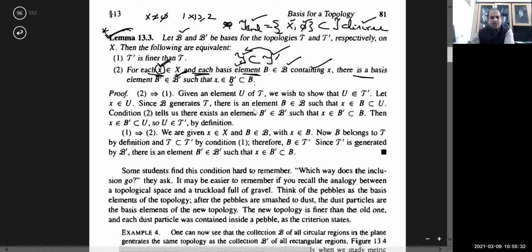So if around each x and for all B containing x, we have at least one member B dash from the basis B dash such that x belongs to B dash and B dash is contained in B, then we will say that the topology generated by the basis whose members are B dash is going to be finer, and the topology generated by the other one is going to be coarser. I will come to its proof later on. First, let us try to implement this lemma, and then I will come to its proof.